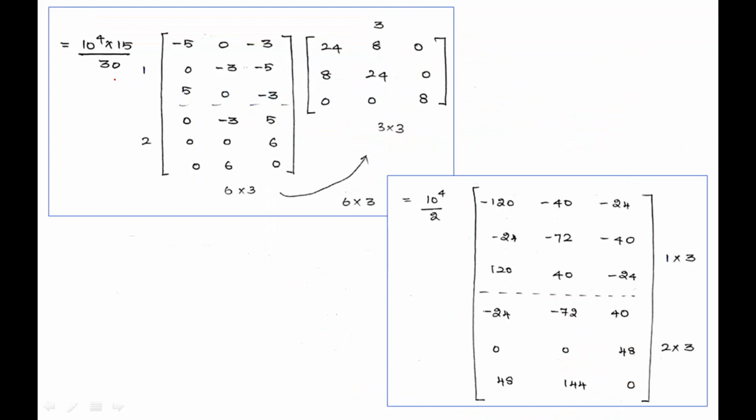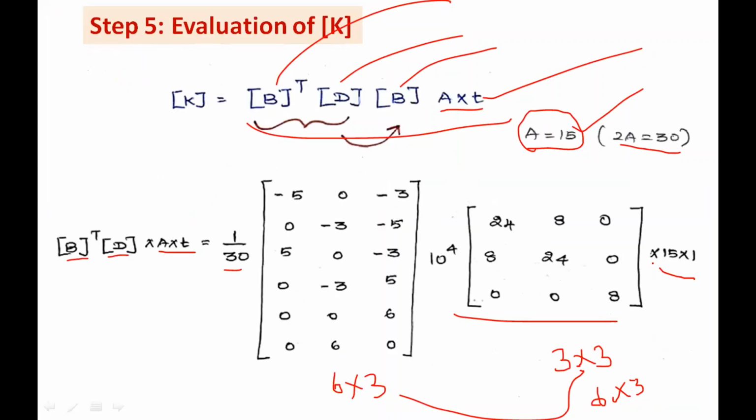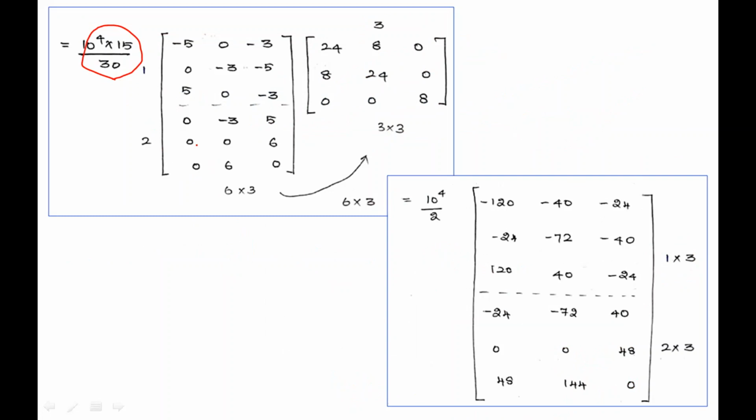This is the constant 10 power 4 into 15 by 30. This 15 is taken from here, volume of the element. This is the 10 power 4 and this 30. All the constants are combined here. Then this is the B transpose matrix, this is the D matrix. Using the calculator we can do up to 3 by 3 matrix multiplication. Here this 6 by 3 matrix can be divided into two 3 by 3 matrix like this. Say this is the matrix 1 and this is matrix 2, and this is again a 3 by 3 matrix. We can easily make this 3 by 3 matrix using calculator.